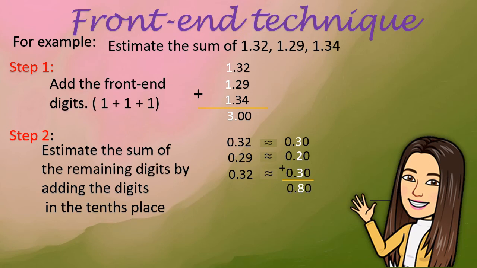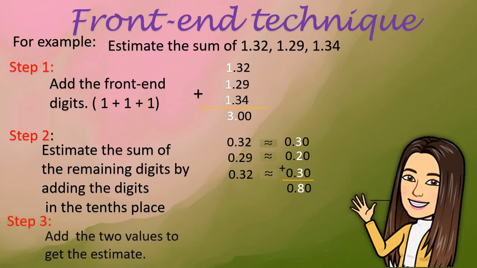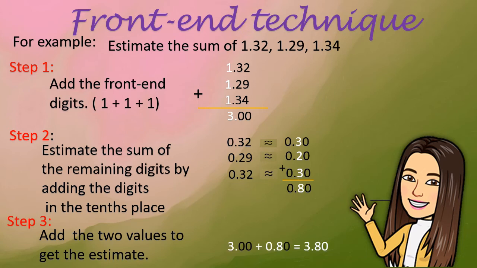Now let's do step 3. Add the two values to get the estimate. We have 3 plus 8 tenths or 80 hundredths, that is equal to 3 and 80 hundredths or 3 and 8 tenths.